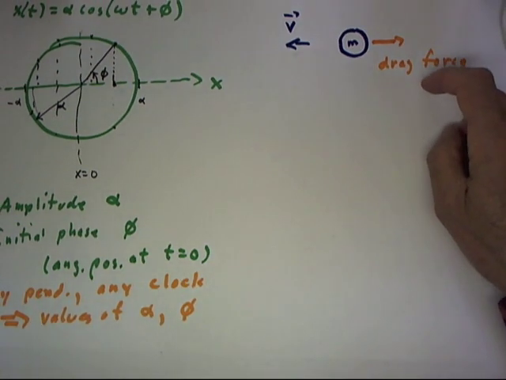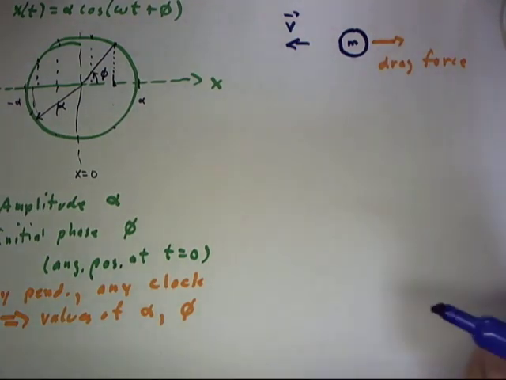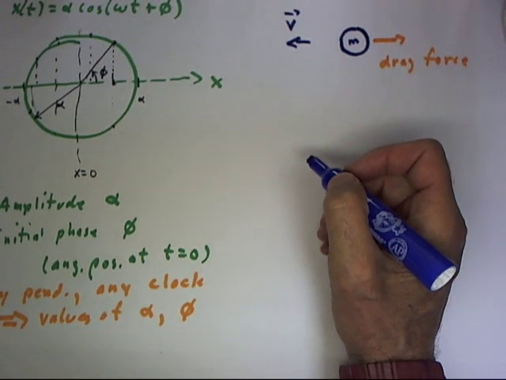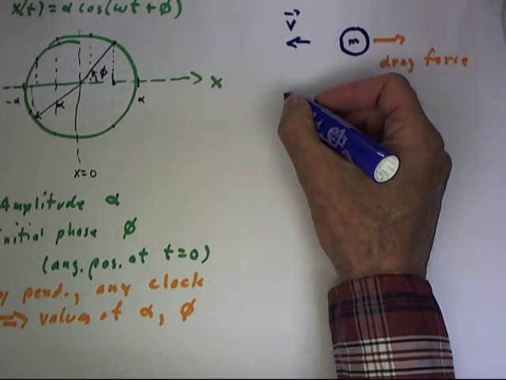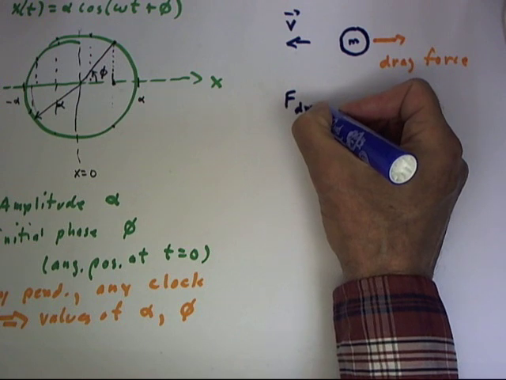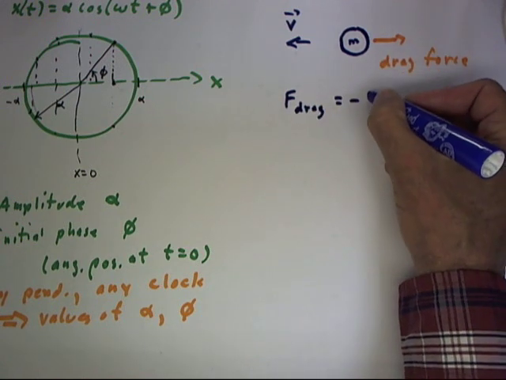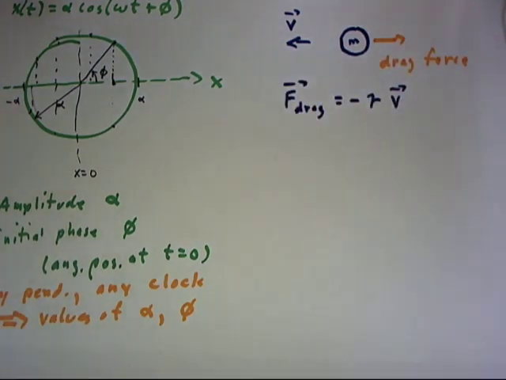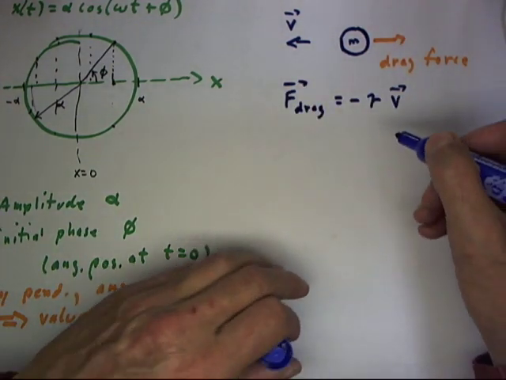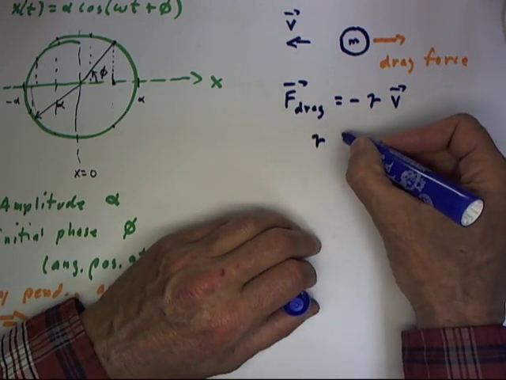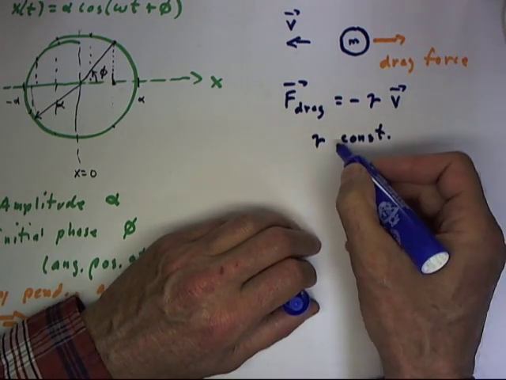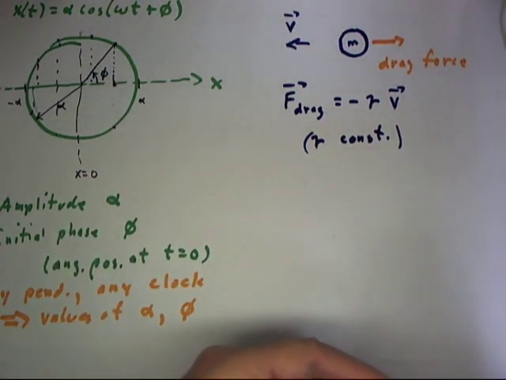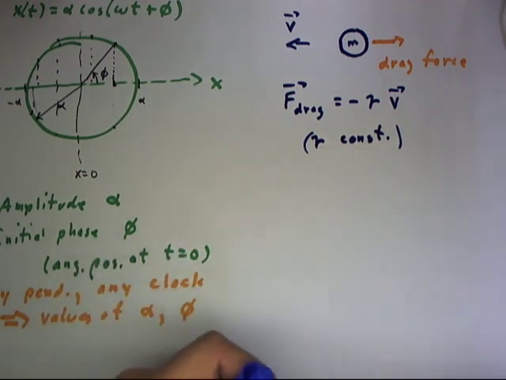Now, drag forces can take many forms. One of the common forms, for an object that isn't moving too fast in a medium that isn't too dense, is that the drag force equals negative gamma times v, where gamma is a constant that depends on the medium and the nature of the pendulum, its size and shape.